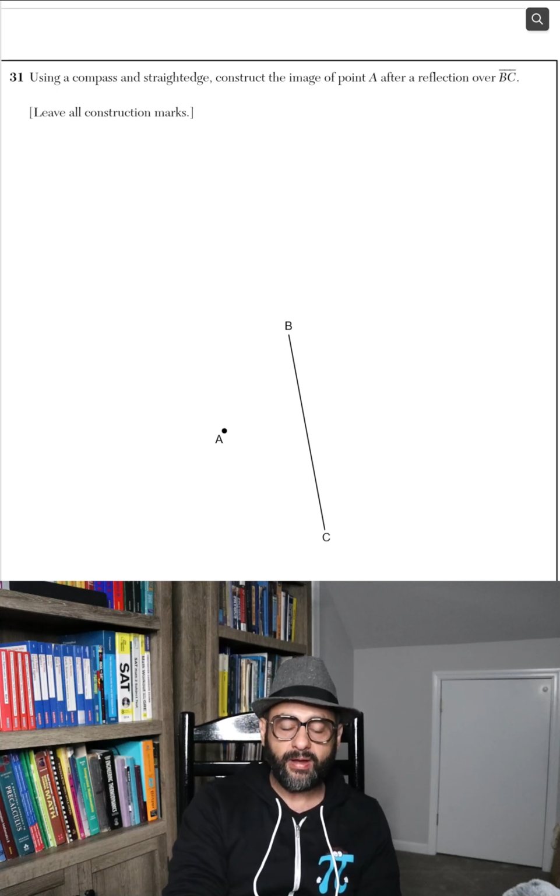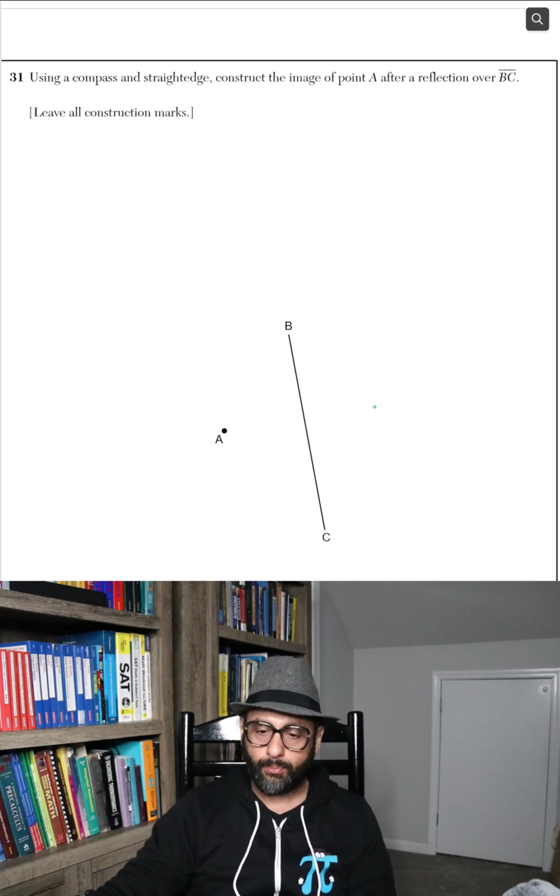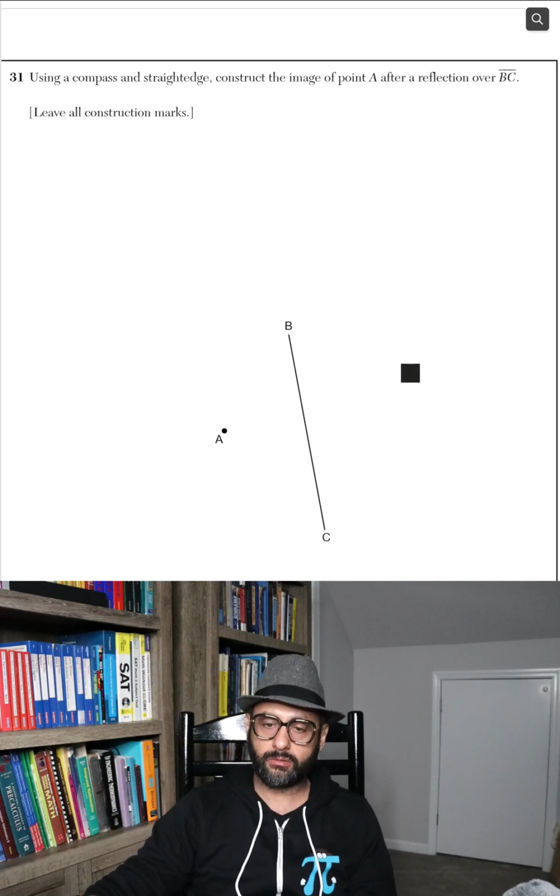So we have to find a point. The point is, this is not the actual construction. We have to find a point that's the reflection over BC. Well, this is not actually the most accurate location. It's more like here, but we'll call it A prime.